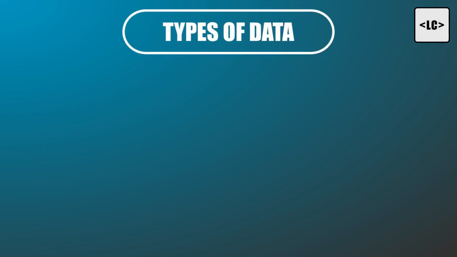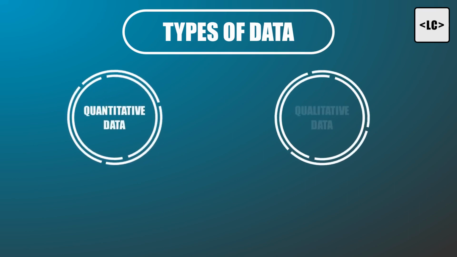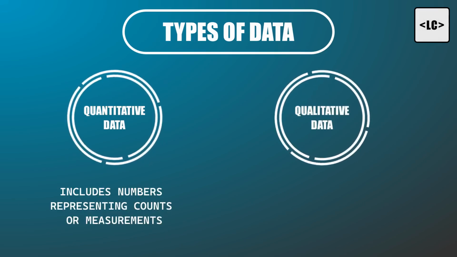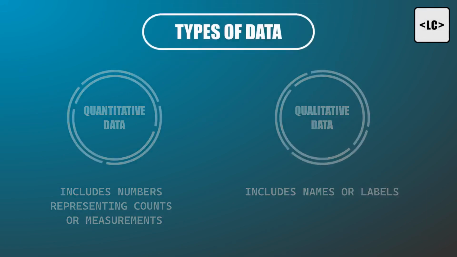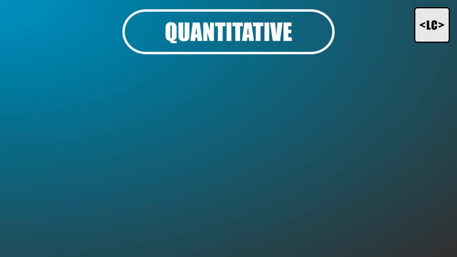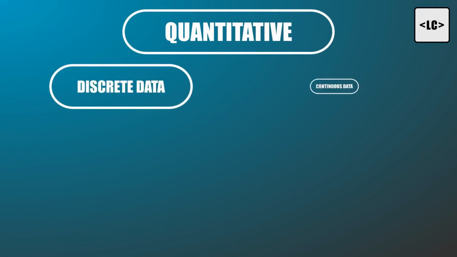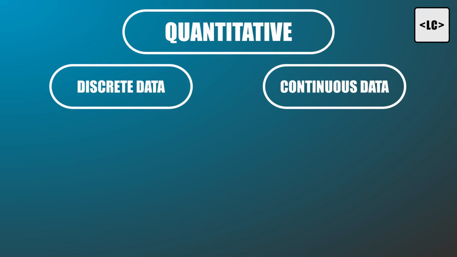According to one criterion, data is divided into quantitative data and qualitative data. Quantitative data include numbers representing counts or measurements, whereas qualitative data comprise names or labels. Quantitative data is further divided into two types, namely discrete data and continuous data. Let's take a look at them one by one.